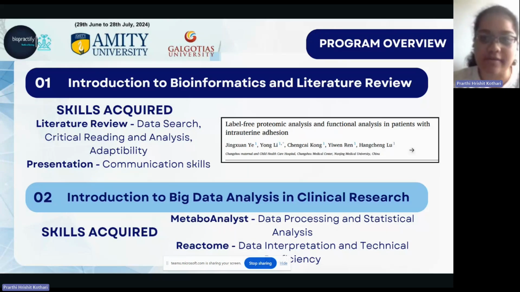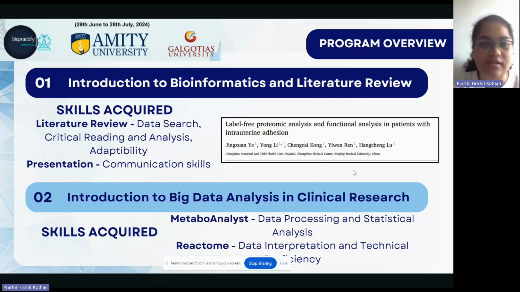had acquired each week. So, for the first week, which was the introduction to bioinformatics and literature review, this was the manuscript assigned to me: the label-free proteomic analysis and functional analysis in patients with intrauterine adhesion. Through this manuscript, I learned how to determine the differentially expressed proteins using the Gene Ontology database and the KEGG database.